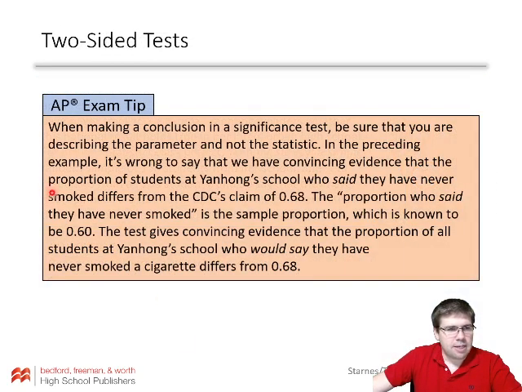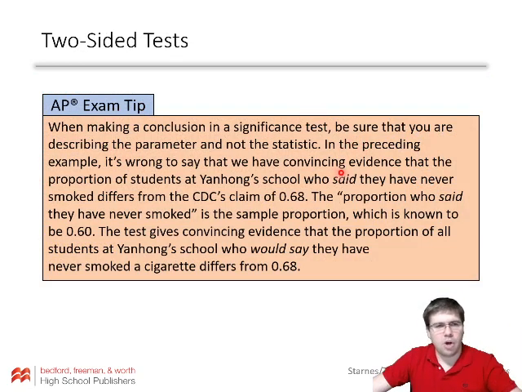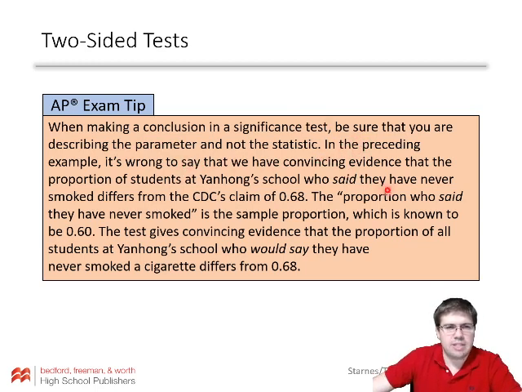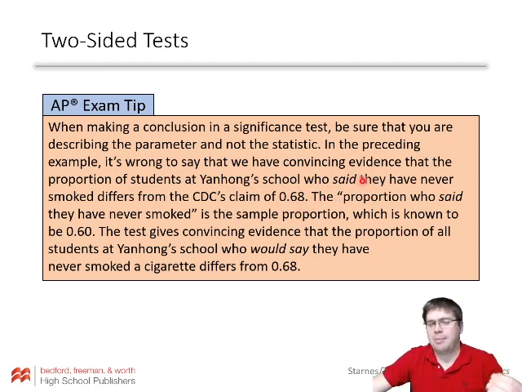AP exam tip, last one. When making a conclusion in a significance test, be sure that you are describing the parameter and not the statistic. So make sure to say the proportion of all, and things like that. In the preceding example, it is wrong to say that we have convincing evidence that the proportion of students in Yanhong School who said, and this is a really easy one to miss, who said. We have to say would say, because said refers to the sample specifically that was already questioned. So don't use that word. Said they have never smoked differs from the CDC's claim of 0.68.